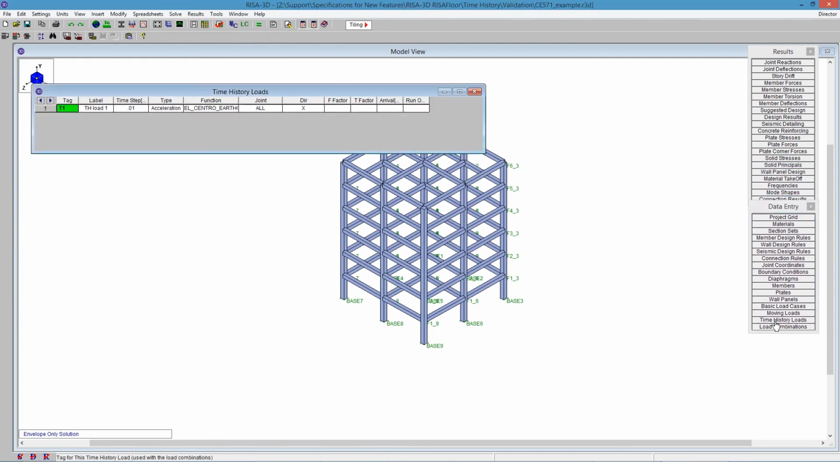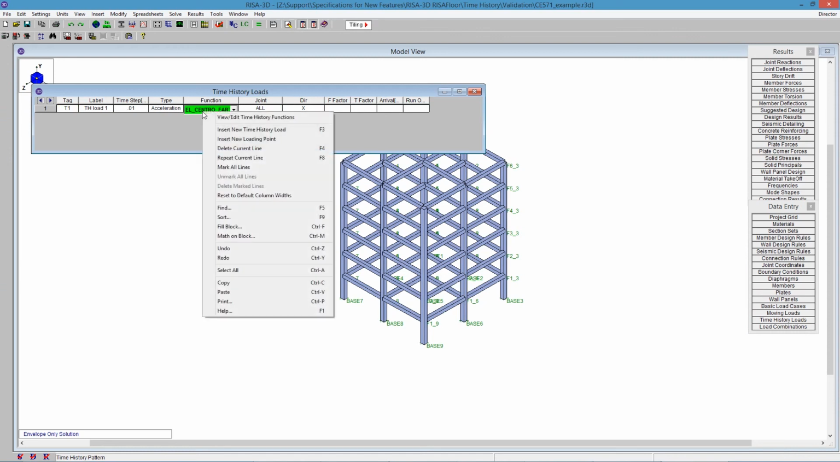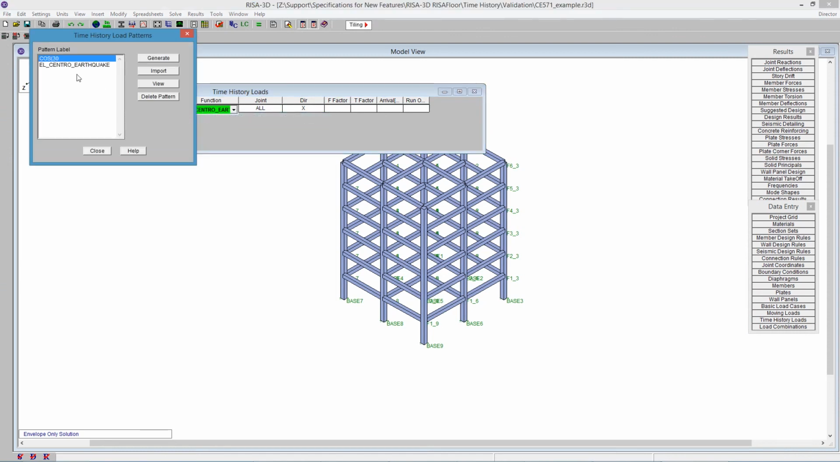So if I open that time history loads, I can see I have the ability to apply time history loads directly to all of the joints. We can specify specific joints. Let's take a look here. This is going to be the El Centro earthquake representation, and if I open that up, I can see the pattern loading here and review that by opening the view.